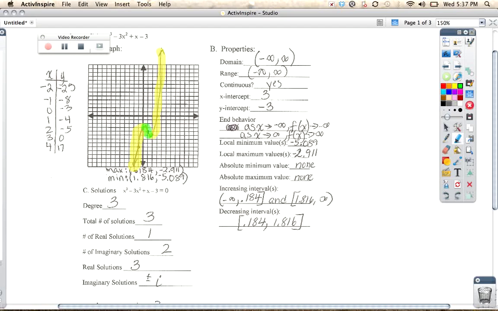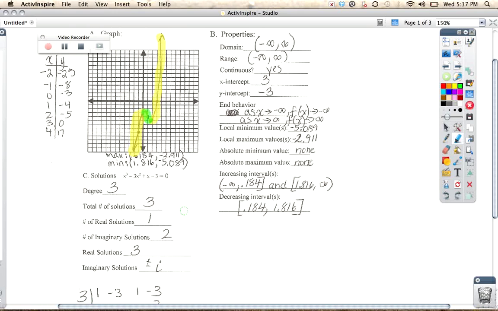All right, solutions. Solutions are x cubed minus 3x squared plus x minus 3. This means that it is a third degree polynomial, which means it has 3 total solutions. Again, these two always match. Okay. Number of real is how many times it crosses the x-axis. It crosses the x-axis 1 time, which is right here. That means that I have 2 imaginary, so 3 minus 1 is 2.